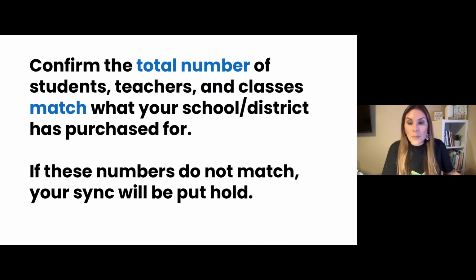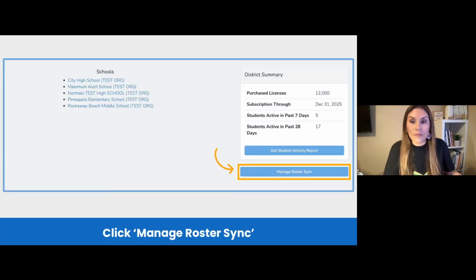Confirm that the total number of students, teachers, and classes match what your school or district has purchased for. If you share more students than you purchased for, your sync will be put on a hold. The sync will not be able to run properly until you edit the number of students to match what you purchased for. To resume your nightly sync, click the Manage Sync button on your district admin dashboard. That'll be found in the bottom right-hand corner.